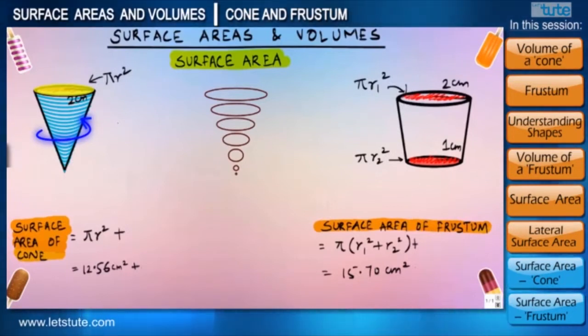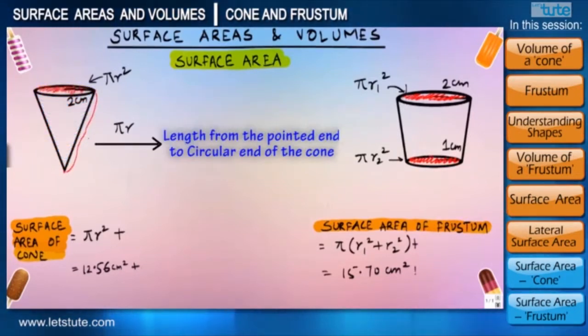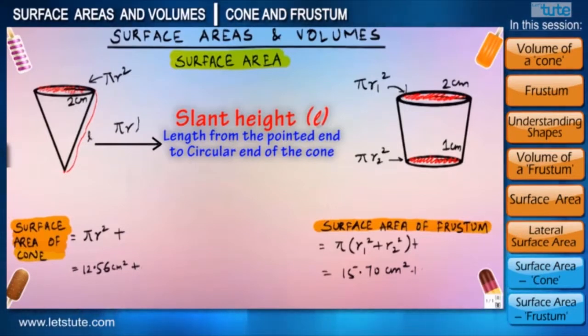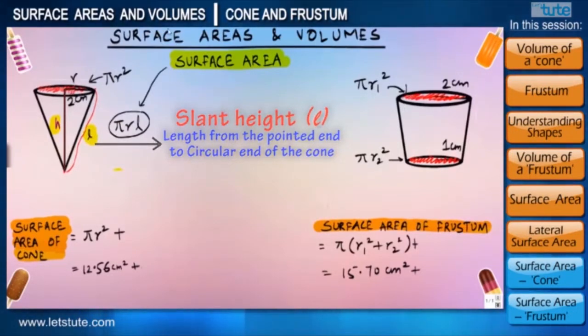Since a circle is involved, we'll write pi r, and we have to cover the entire lateral surface with the wrapper. So the height or distance along this lateral surface from the pointed end to the circle is called slant height, denoted as L. Now please note, slant height is different from the middle perpendicular height, which we denote as h, remember? We use that height to find the volume. But to find the surface area, we don't require the middle perpendicular height, but instead we require the height along the curved surface, which is the slant height.